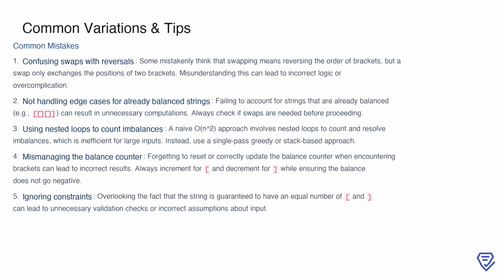Another frequent issue is using nested loops to count imbalances, which results in an inefficient O(n squared) solution. Instead, aim for a single pass approach, such as a greedy or stack-based strategy, which is much faster. Additionally, be cautious with the balance counter. Ensure it's updated correctly, incrementing for opening brackets and decrementing for closing brackets, and avoid letting it go negative, as that would indicate an imbalance. Lastly, remember that the problem guarantees an equal number of opening and closing brackets, so you don't need extra validation checks. Ignoring this constraint can lead to unnecessary complexity.